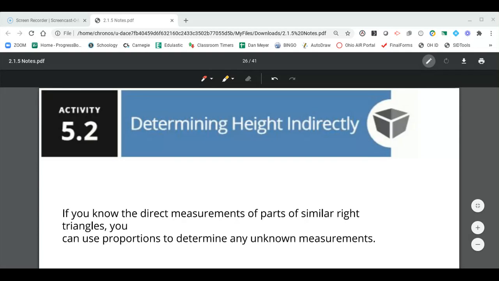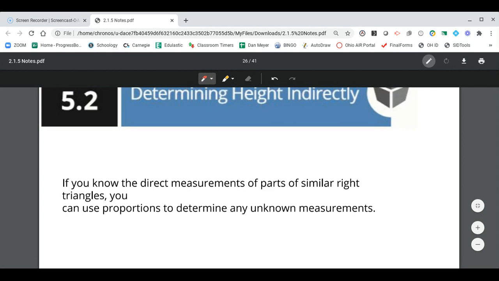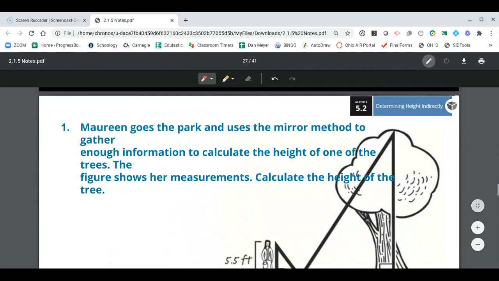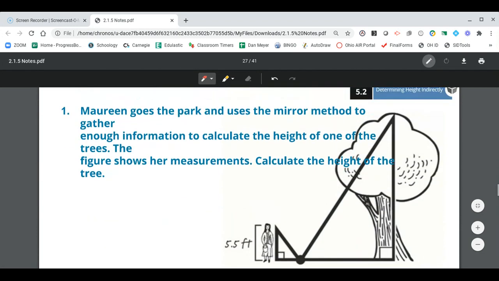All right, activity 5.2, we're going to determine height indirectly. If you know the direct measurements of parts of similar right triangles, you can use proportions to determine any unknown measurements. Maureen goes to the park and uses the mirror method to gather enough information to calculate the height of one of the trees.